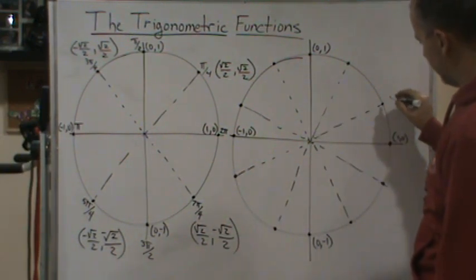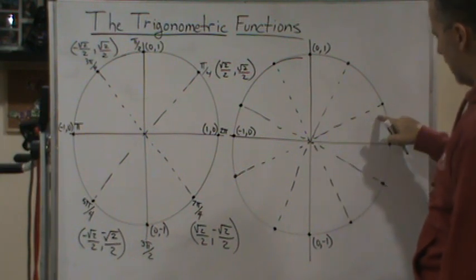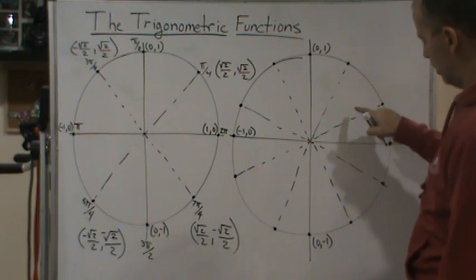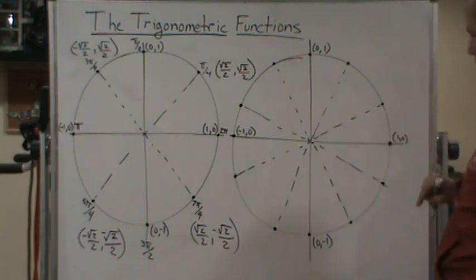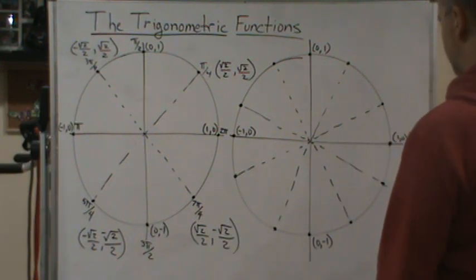So this is going to be a 30-degree angle. Well, let me see here. 12 equal pieces. Yep, 12 equal pieces.